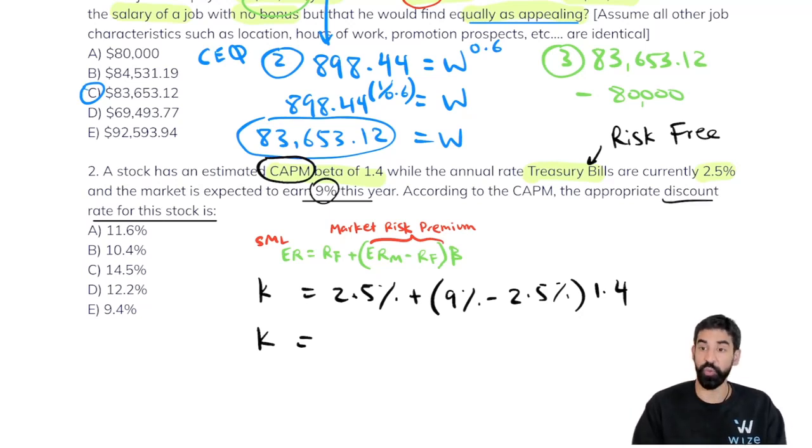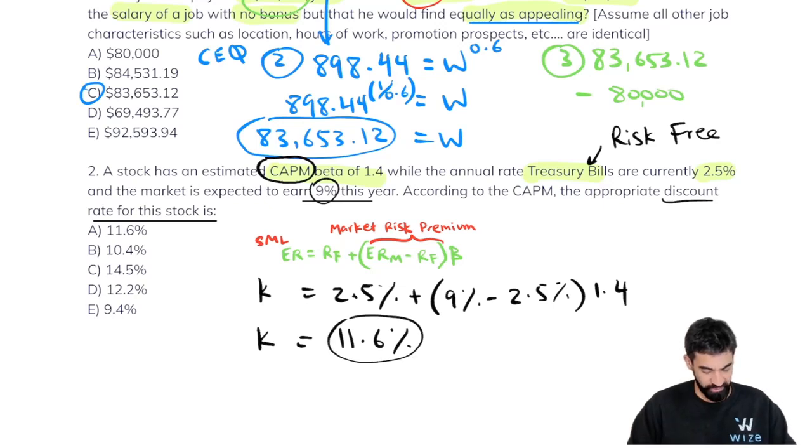Or that's also called the required rate of return. And this gives me 11.6%. Now, if you had put everything as a decimal, you would get the same answer, but it would have been 0.116. So then you just times it by 100 at the end. So sometimes you need to divide. In this CAPM, you don't have to divide by 100.